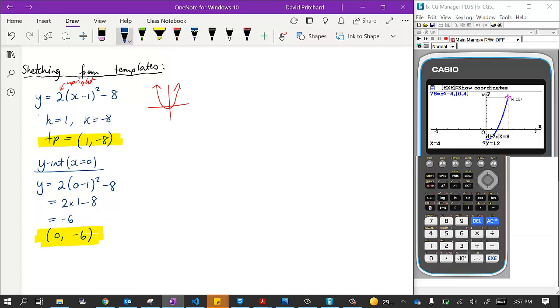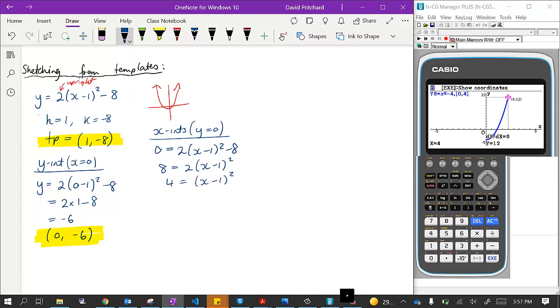Now the last ones, we're going to look at the x-intercepts. And the x-intercepts are when y is equal to 0. So we've got 0 is equal to 2(x - 1)² - 8. We can add our 8 across. We've got 8 is equal to 2(x - 1)². Obviously, the goal here is just to solve for x. So divide by 2, and we've got 4 is equal to (x - 1)².